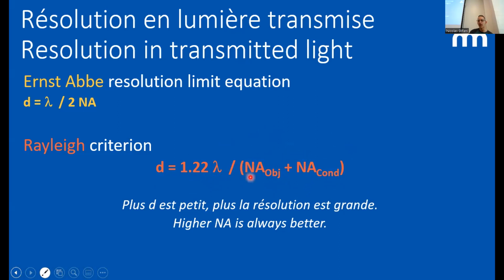Here we have the NA of both the condenser and the objective. And you can buy a condenser lens with a high NA. It goes to 0.9 and can even go a bit above. So depending on the microscope, just pay attention. If you want to have a good resolution, use a high NA condenser and high NA objective. And the reminder is that you have a better resolution if D is small, so you want high NA and small wavelength.